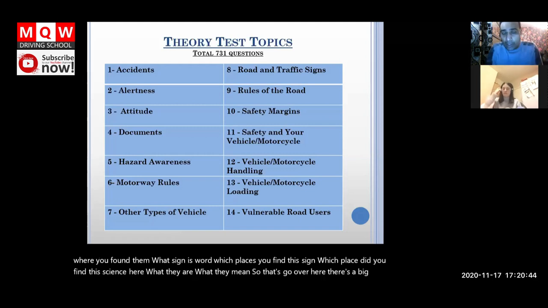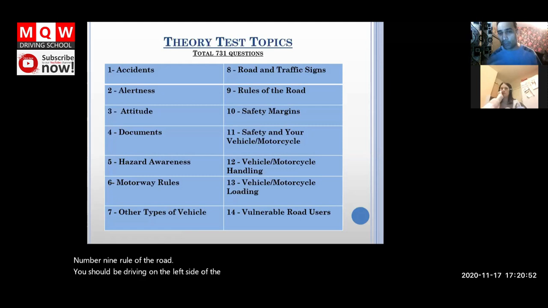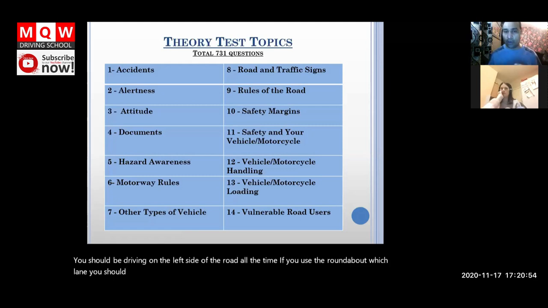Number nine, rules of the road. You should be driving on the left side of the road all the time. If you use a roundabout, which lane you should keep. If you go to Europe, which lane you keep. All kinds of rules and regulations of the road.